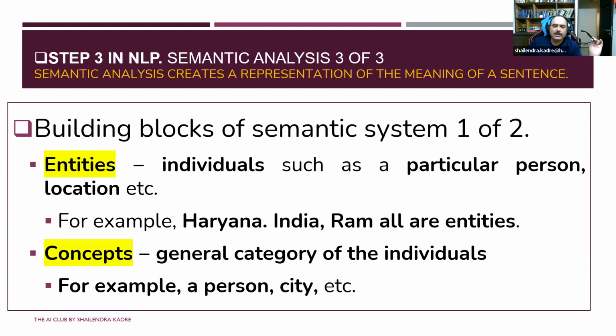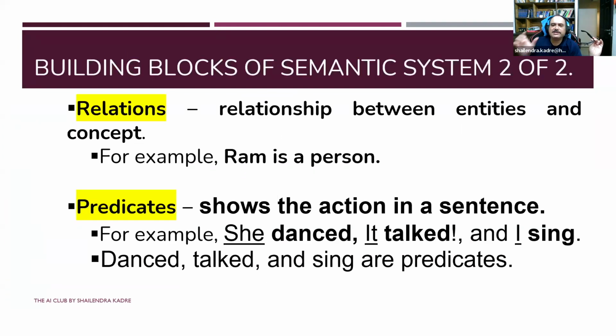So these are two things, and two more things are relationships and predicates. Relationships are pretty straightforward: Rama is a person, so it is representing a relationship. And a predicate shows action in a sentence. So in 'she danced', 'talked' and 'sing', these are predicates. I'll take a minute's break here, and if anybody has any question till here, please let me know.